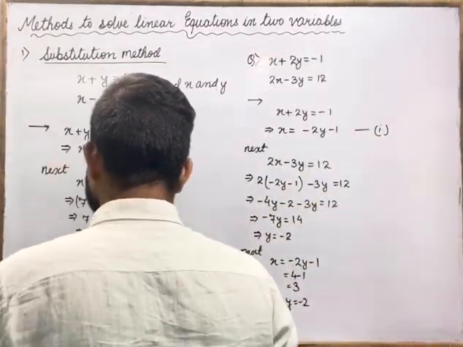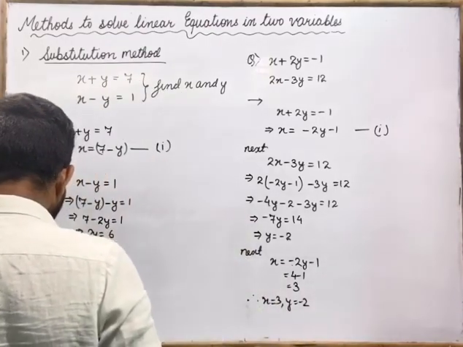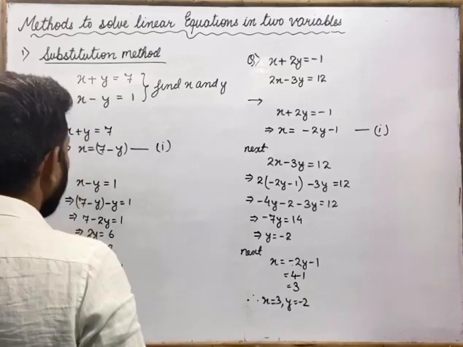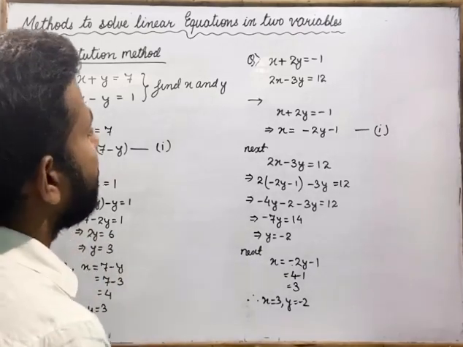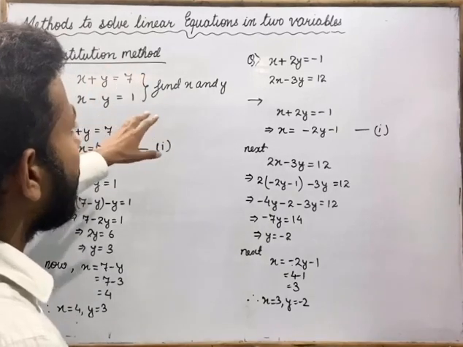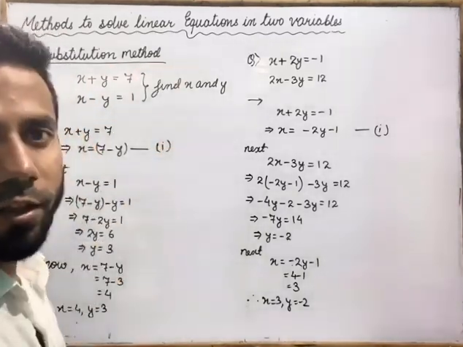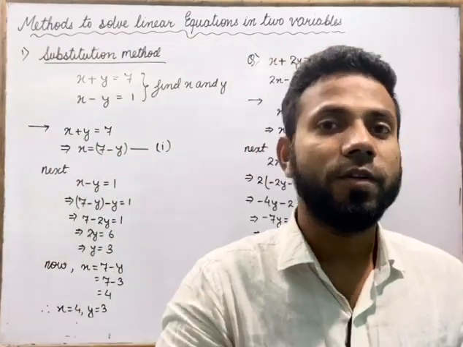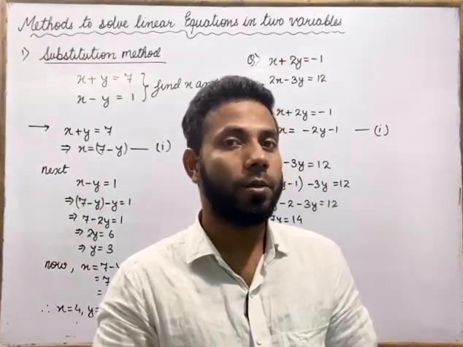Now let's move to some complex questions. So these are the questions in which the variables are present in the numerator. What if the variables are present in the denominator?